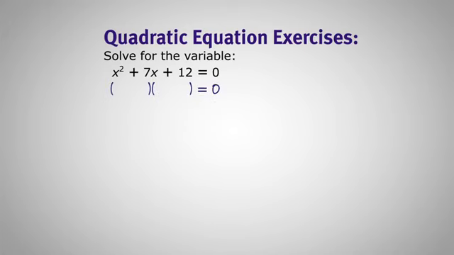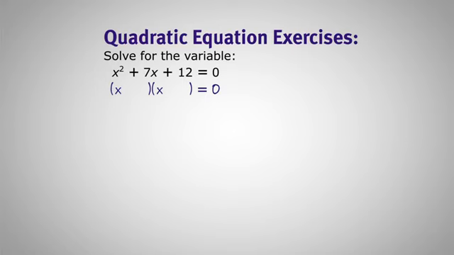So ask yourself what times what equals the first term, x squared. The answer again is going to be x and x. Those are your first terms for both your binomials. Now take a look at the last term. We have the number 12. There are a few sets of factors to consider when multiplied together that equal 12. We have 12 and 1, we have 6 and 2, and we have 3 and 4.